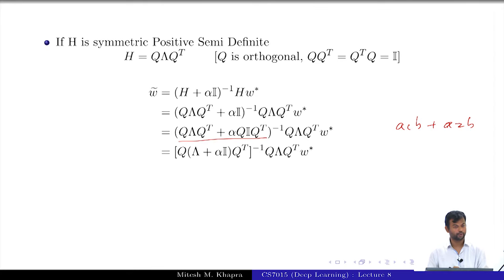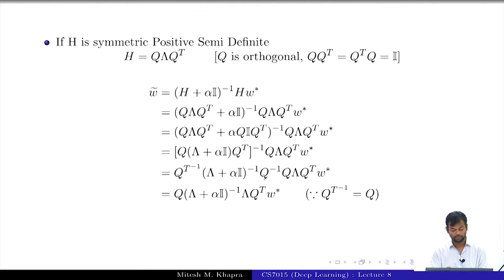Now what's the next thing I'm going to do? This is of the form ABC inverse. So I'm going to write it as, and the inverses are neat, right? Is this fine? What will happen to this quantity? I. What is this quantity? Q. And this is what I am left with, but there's still something more I can do, I guess.